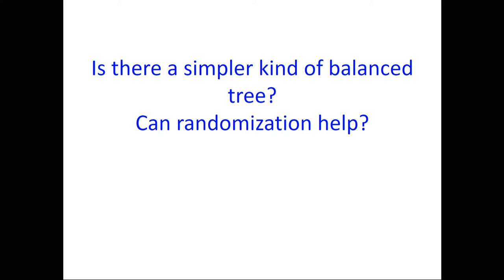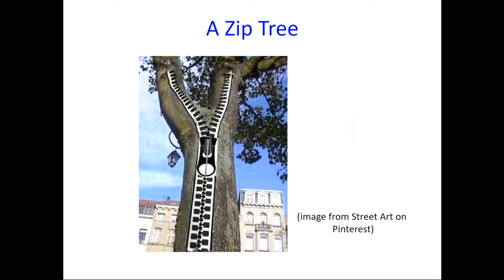And another thing I want to do in this is throw out the idea of rotations as the way we're going to update the search tree, because rotations lead to lots of cases, and that gets complicated. Can we do things more simply? All right, so here's a picture I found on the web. This is a tree with a zipper, a zip tree, right? So zip means to move fast, and it also means you unzip a zipper and you zip a zipper, and this is going to describe how we're doing insertions and deletions. So everything is captured in the name, or at least I hope it is.